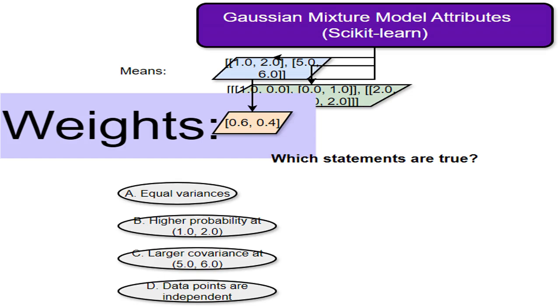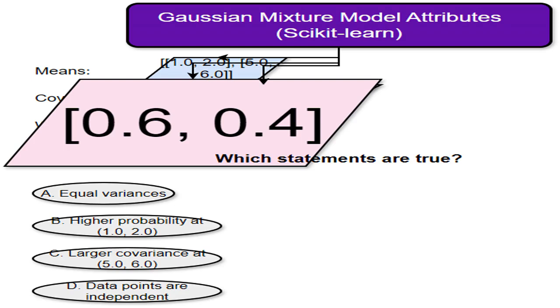I'm going to evaluate each statement about the Gaussian mixture model using the information given. Means, covariances, and weights. We'll see which statements match what the model tells us. Let's get started. This statement is false. I see that the covariances are different. One cluster has a covariance matrix of 1, 0, 0, 1, representing variance of 1 in both directions, while the other is 2, 0, 0, 2, showing a variance of 2 in both directions. Therefore, the variances are not equal.